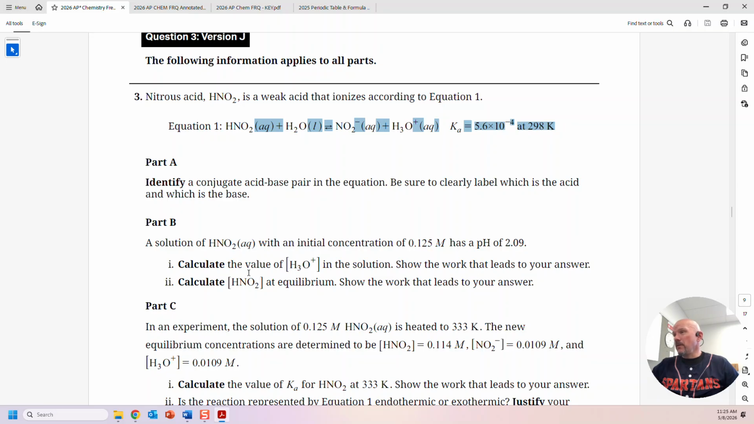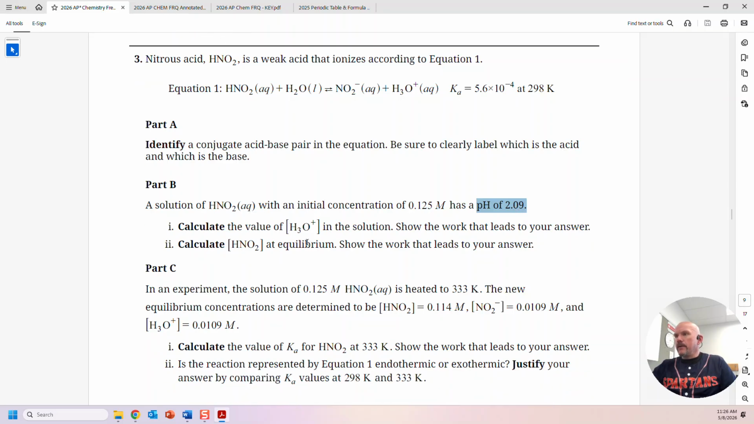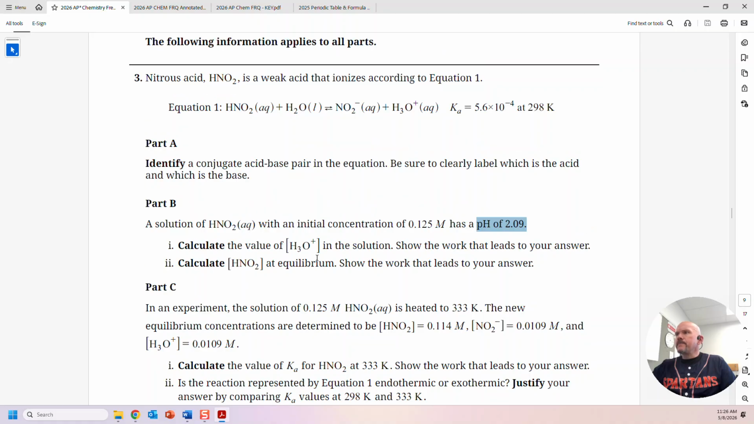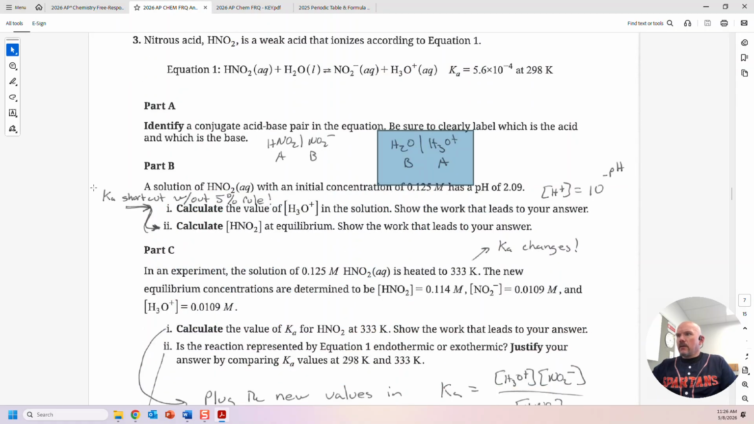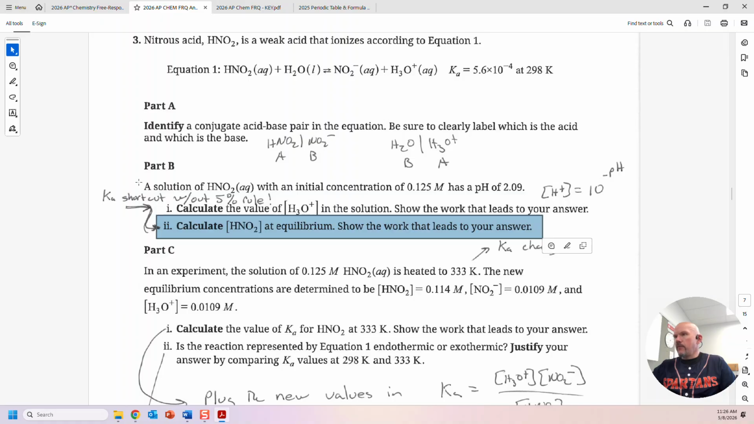You would use the 5% rule if you're using your Ka shortcut. But we don't have to solve for X using the 5% rule. We can solve for X by doing 10 to the negative pH, right? So be careful of using the 5% rule here. We're not going to do it. Okay, so we can still think of the Ka shortcut, but it would be the Ka shortcut without the 5% rule for B number 2.